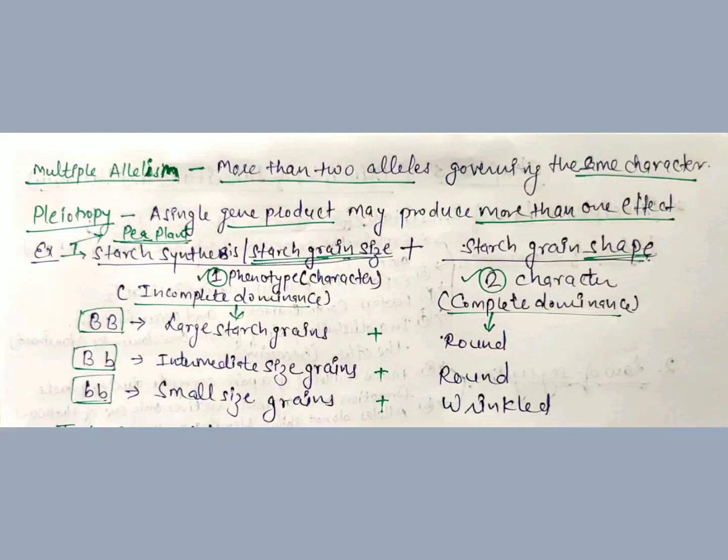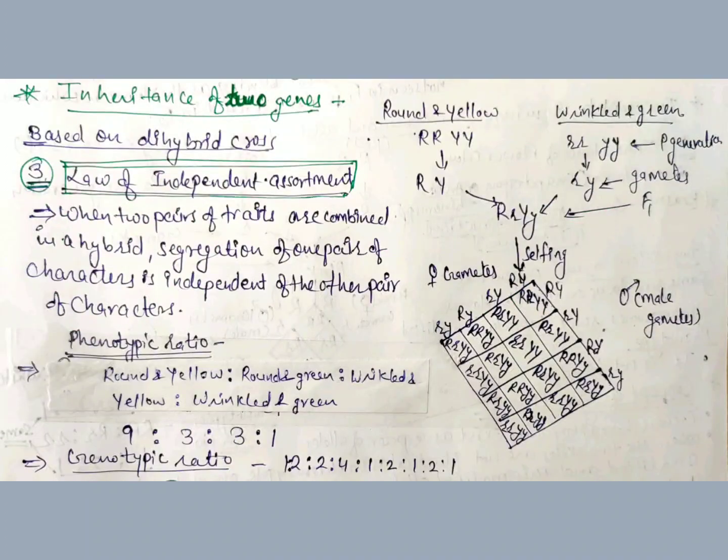Till now we have talked about the law of dominance and law of segregation, which were based on the monohybrid cross. Now we will be talking about the third law, that is the law of independent assortment, and it is based on dihybrid cross, or we can say inheritance of two genes. According to this law, when two pairs of traits, like round and wrinkled is one pair of traits and yellow and green is the second pair of traits, are combined in a hybrid in F1 generation, then the segregation of one pair of characters is independent of the other pair of characters.